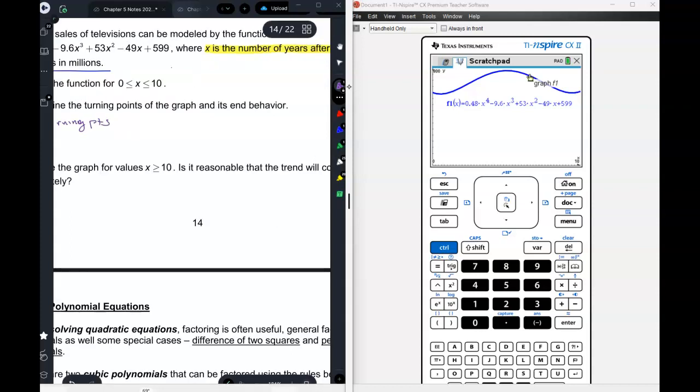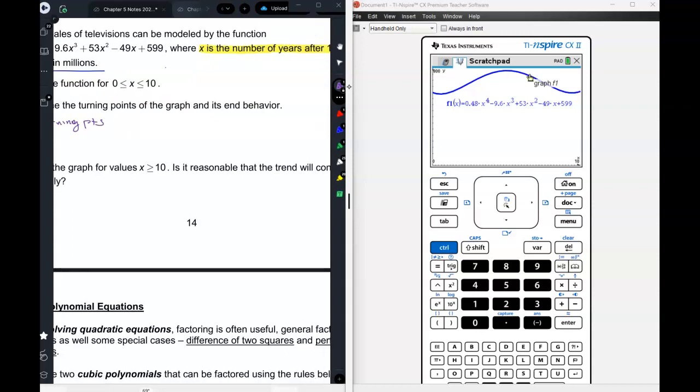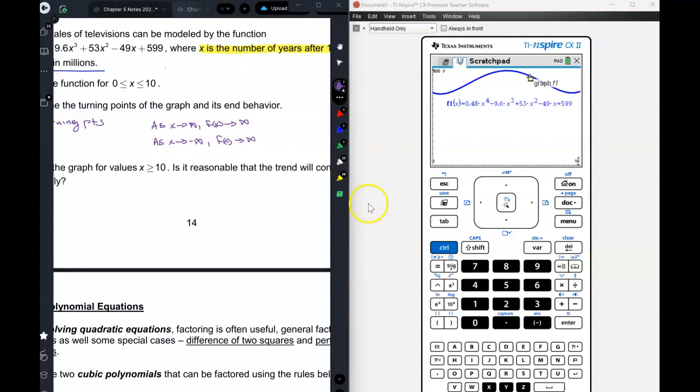Now, what about the end behavior? So as x approaches infinity, f of x approaches where? Positive infinity. As x approaches negative infinity, f of x approaches where? Positive infinity. Now, then it says analyze the graph for values x greater than or equal to 10. Is it reasonable that this trend will continue indefinitely?